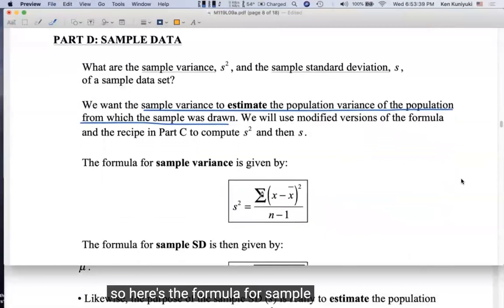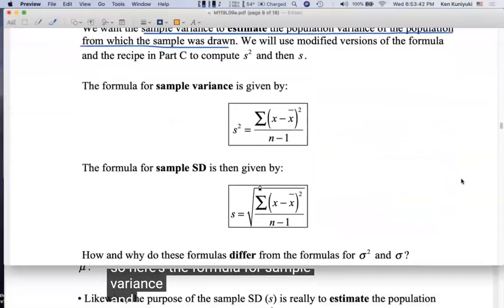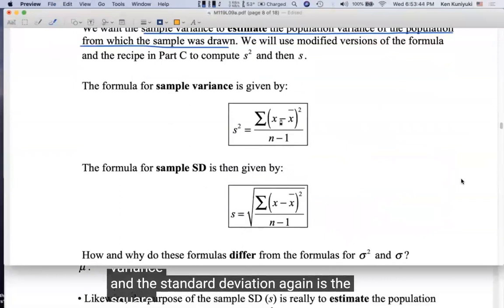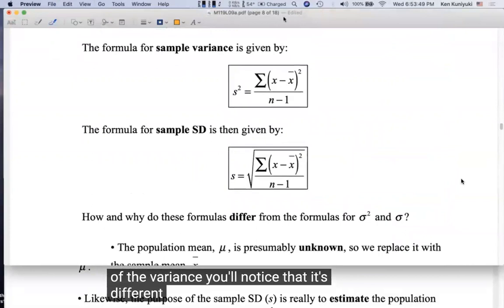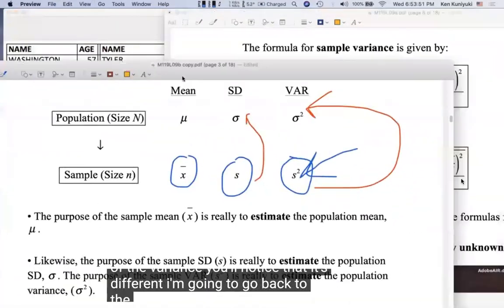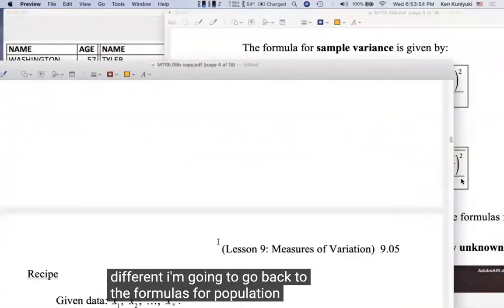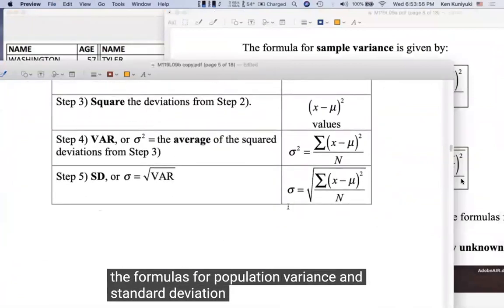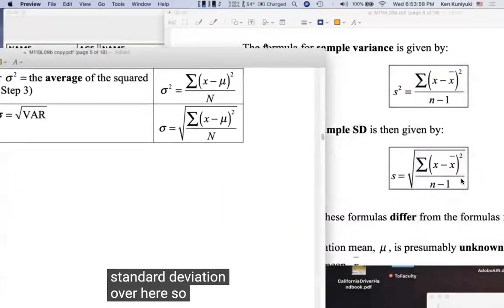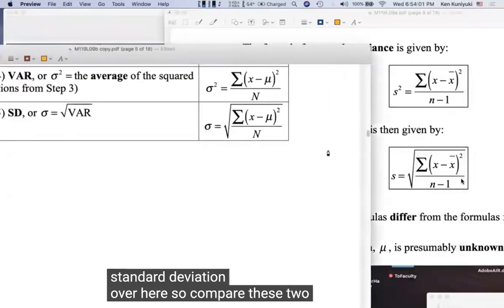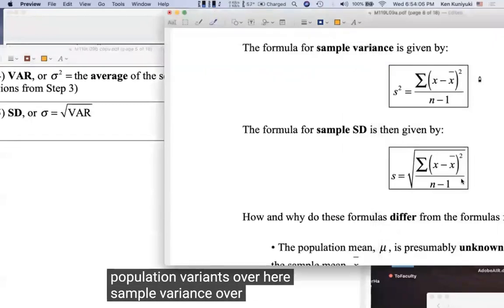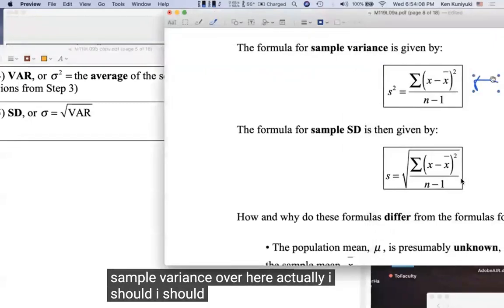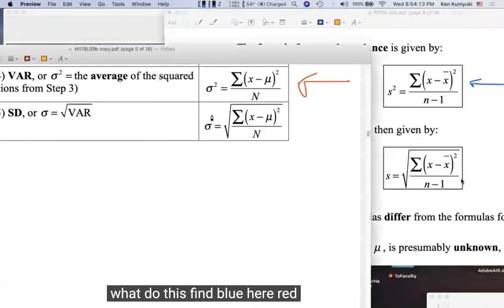So here's the formula for sample variance. And the standard deviation, again, is the square root of the variance. You'll notice that it's different. I'm going to go back to the formulas for population variance and standard deviation over here. So compare these two. Population variance over here, sample variance over here. Blue here, red here. Okay.